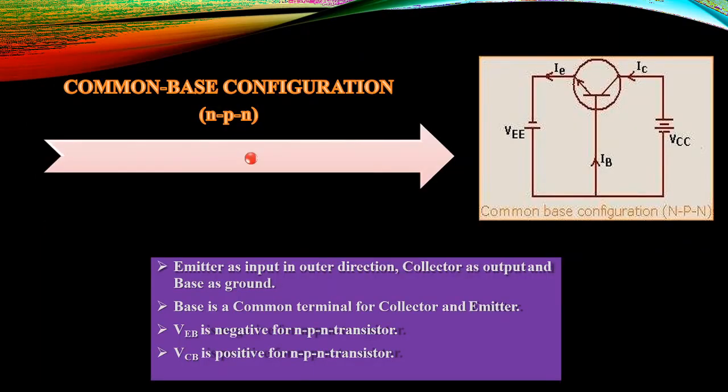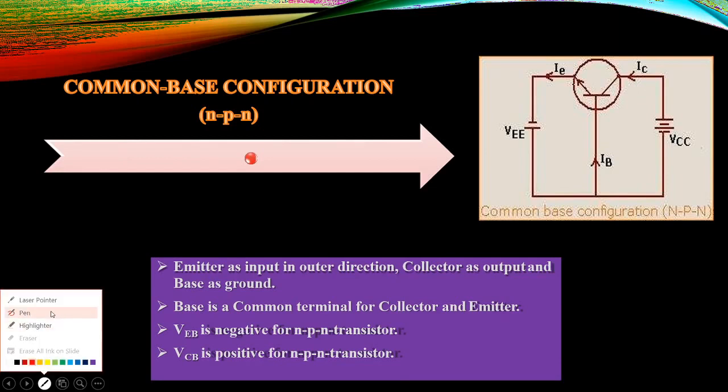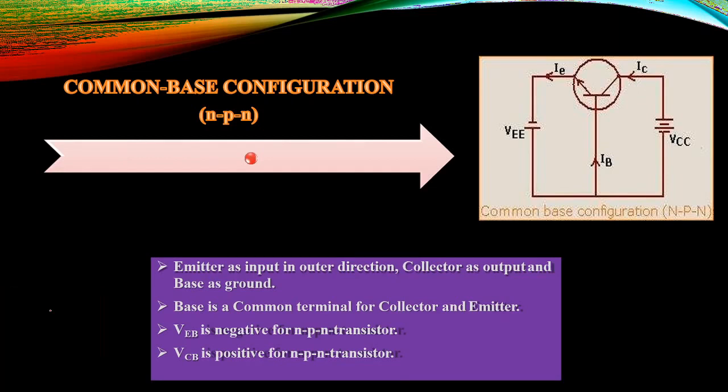So what is meant by common base configuration? The configurations are of three types with respect to the transistor: common base configuration, common emitter configuration, and common collector configuration. In this talk, we are going to mainly concentrate on the common base configuration. Which terminal is common? The base is common, as the name specifies, common base.